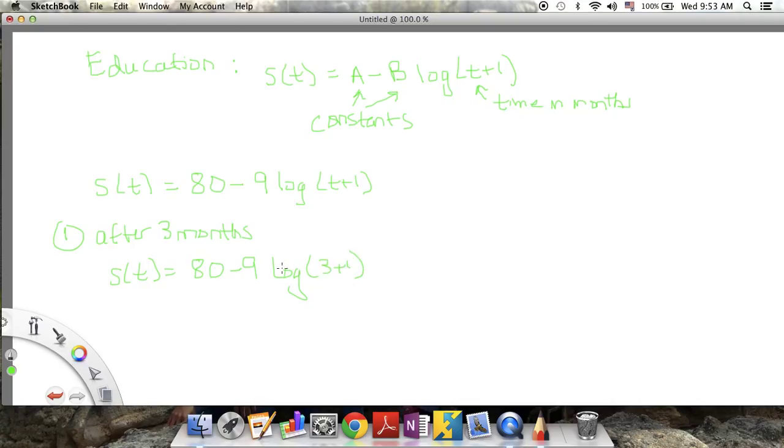So we take the log of 4, multiply it times 9, subtract that from 80, and we get 74.58. So if this is our initial average, then we've lost some because of the material you've forgotten. Now what if I want to know how many months will pass before it drops down to a 78?